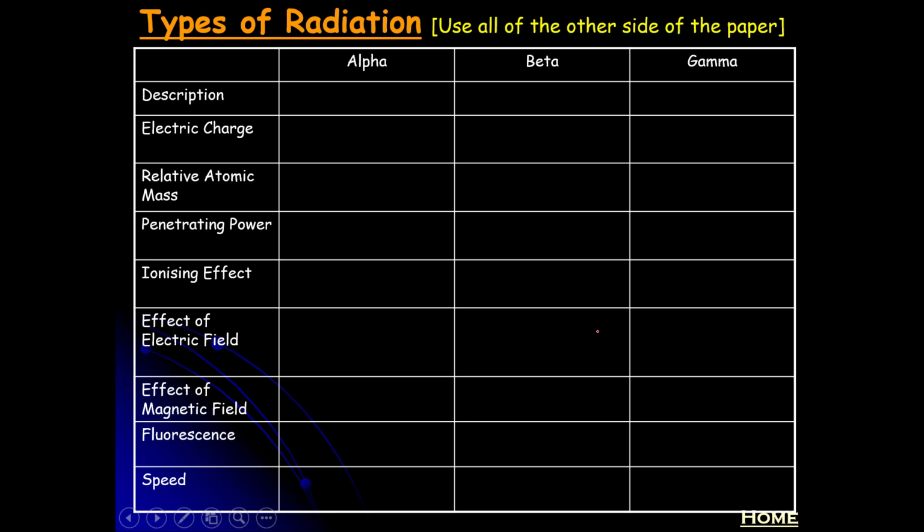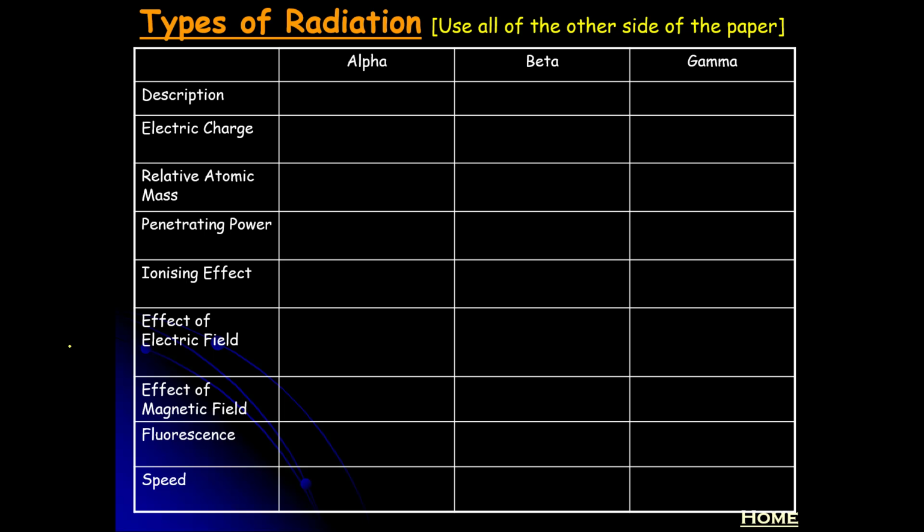So let's try to compare the types of radiations. Let's try to tell the differences. What are the properties of each of these using this table here? I need you to first of all pause the video, try this one out, then play again later on. Okay, so let's check our work, what you've done there and what is correct.